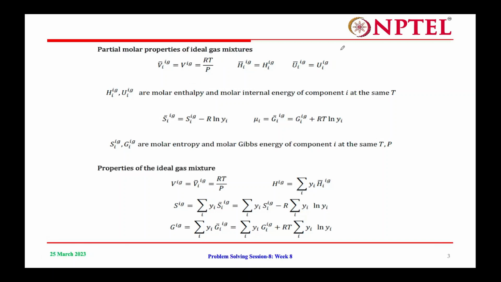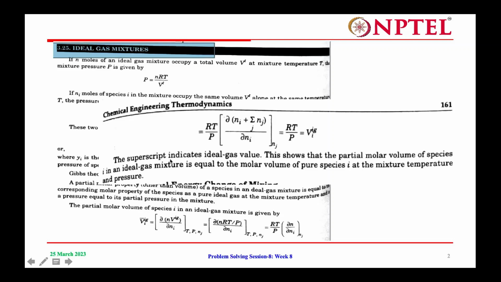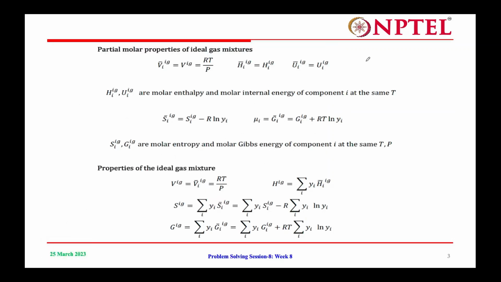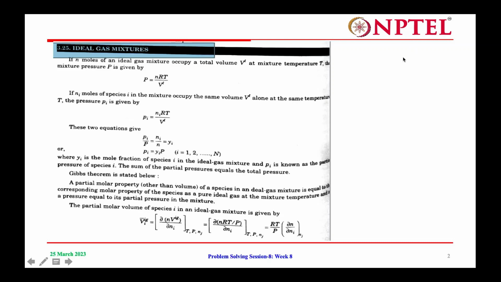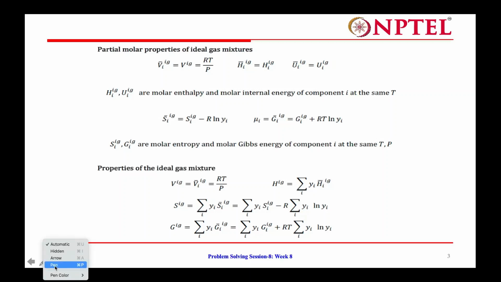Now partial molar properties of the ideal gas mixture. For volume, Vi^ig bar = RT/P. For other properties, the Gibbs theorem states that the partial molar property Mi^ig bar at temperature T and pressure P equals Mi^ig at T and Pi, where Pi indicates the partial pressure.